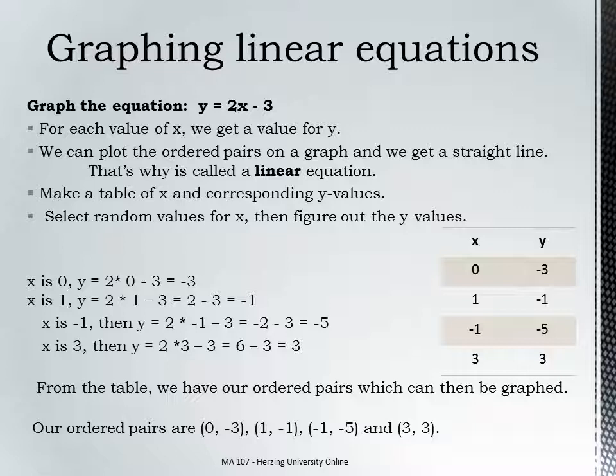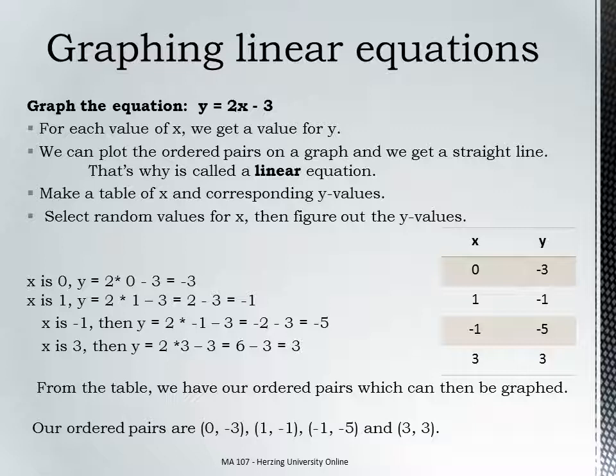Select random values for x and then figure out the y values by substituting the value for x into the equation. When x is 0, y equals 2 times 0 minus 3, which equals -3. If x is 1, y equals 2 times 1 minus 3, which is equal to 2 minus 3, which equals -1. If x is -1, then y equals 2 times -1 minus 3, which equals -2 minus 3, equaling -5. If x is 3, then y equals 2 times 3 minus 3, which equals 6 minus 3, equaling 3.